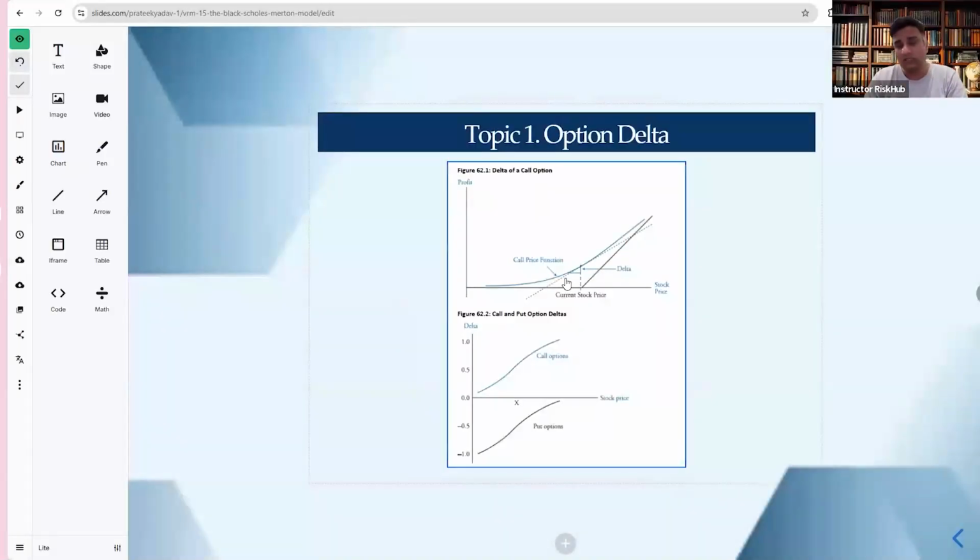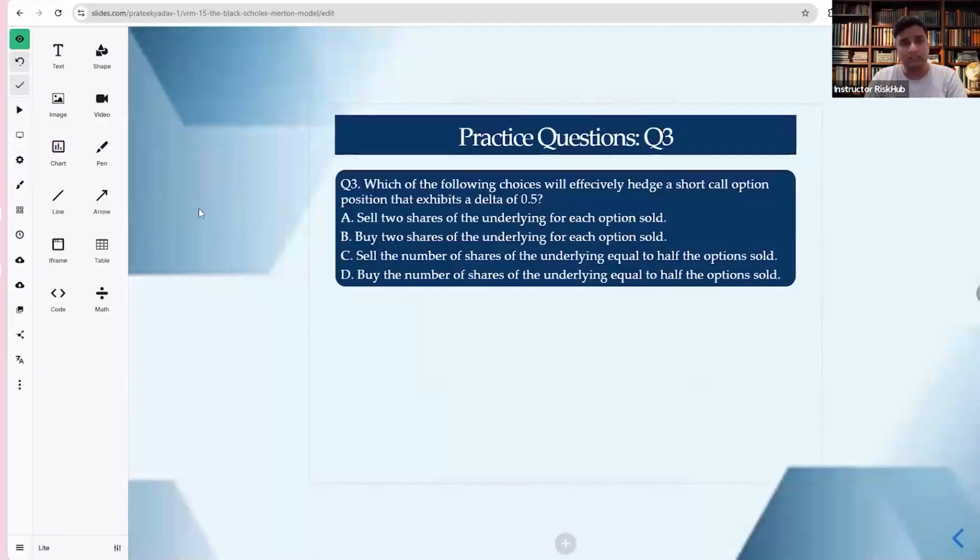That's the point. All this is given here. I've explained to you delta of call option, how it moves. Call and put, I have put it there. So now see here.